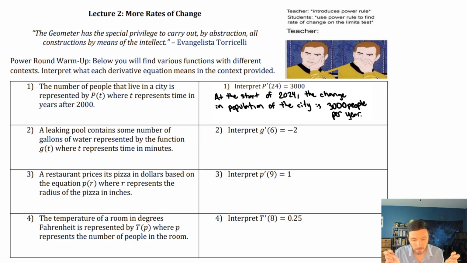So for the first one, you would say something along the lines of, at the start of 2024, right? Because 2000 plus 24 is 2024. So at the start of 2024, the change in population in the city is 3,000 people per year.